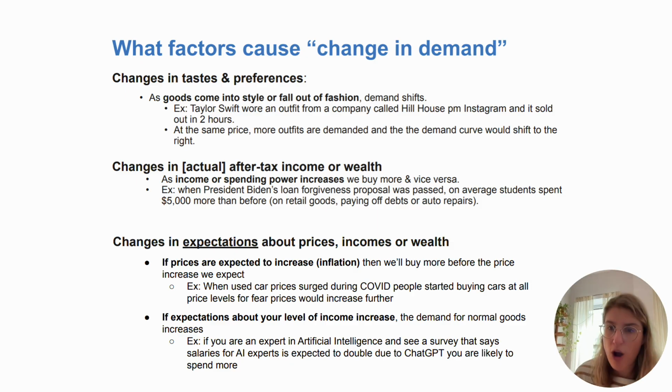Second thing that would cause a shift in the demand curve is changes in income or wealth, right? If people suddenly have more disposable income, they're able to buy more goods even at the same price. So a recent example would have been when President Biden had the student loan forgiveness proposal, and it went through, and students spent more on other things like retail and repairs because effectively they had more money available to them, right? So that's an example of a change in wealth and income that would shift the demand curve.